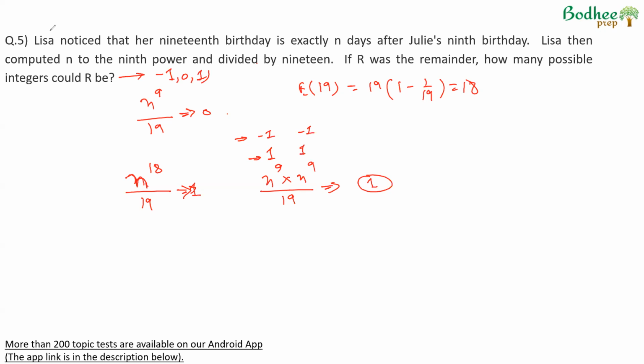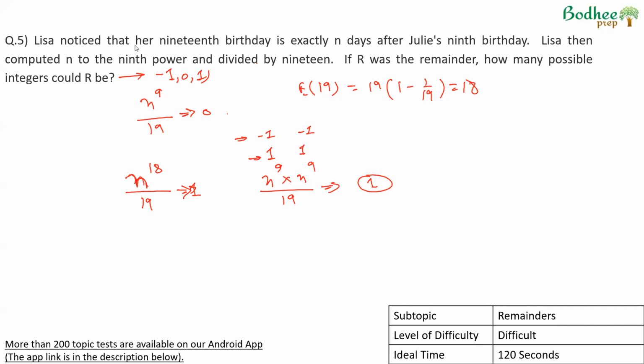In terms of level of difficulty, I'd say a moderate to difficult question because it might not strike you how to get that one. And there is a very good chance of missing out the 0 as well. So solving time may not be high, but I think conceptually it is a strong question.